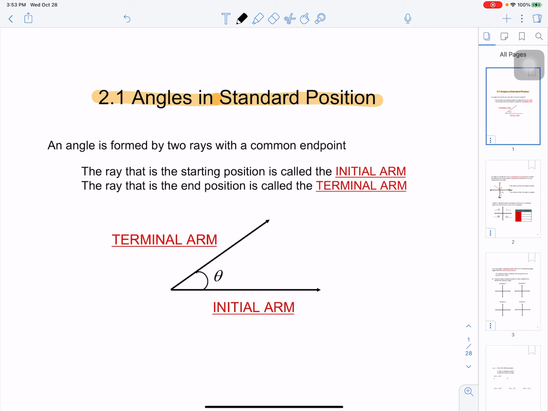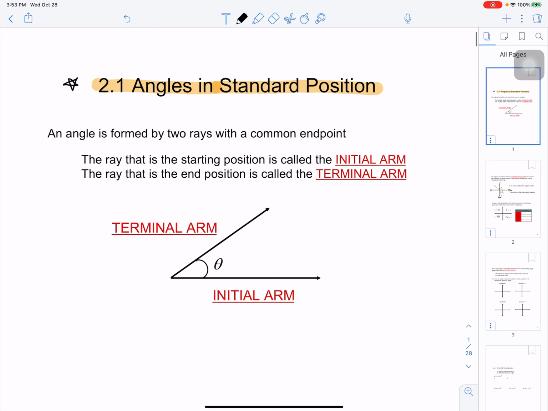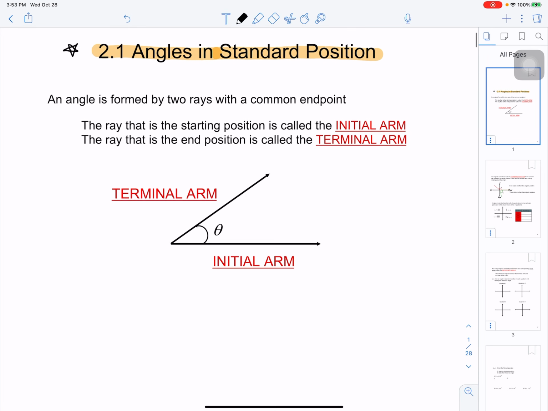You're going to have to go to your note package that I gave you for trig, and again, the order is mucked around with. So move past the first lesson and then into this one.